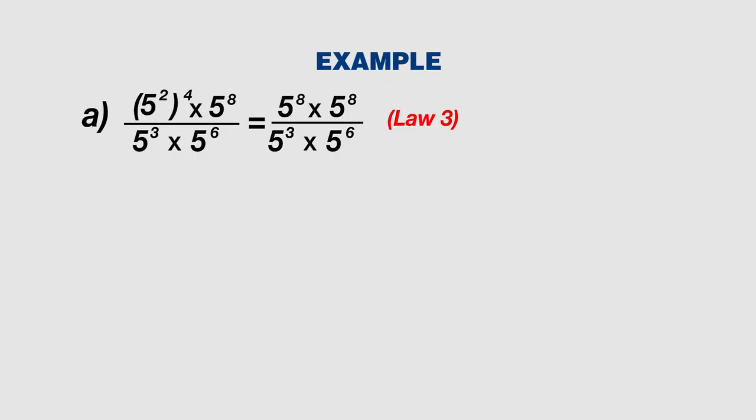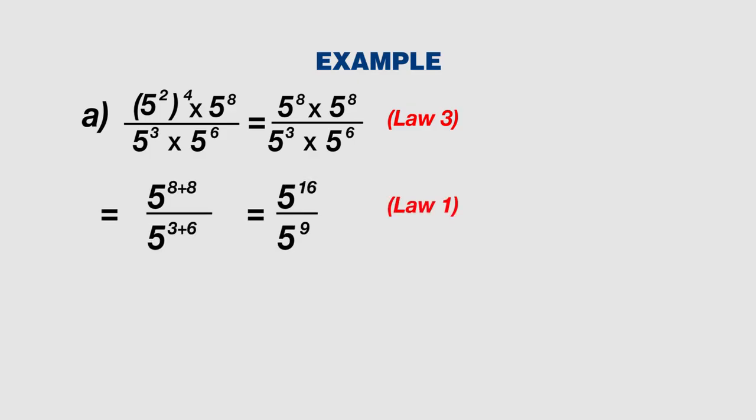So the question changes to 5^8 times 5^8 in the numerator, and then in the denominator, we have 5^3 times 5^6. Now we'll use the law of multiplication for the numerator and then for the denominator. That gives us 5 raised to the power 8 plus 8 divided by 5 raised to the power 3 plus 6. Now simplifying further, we'll get 5^16 divided by 5^9.